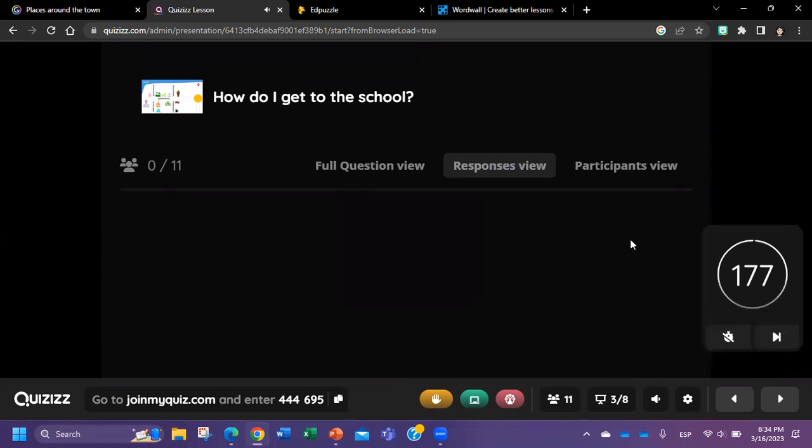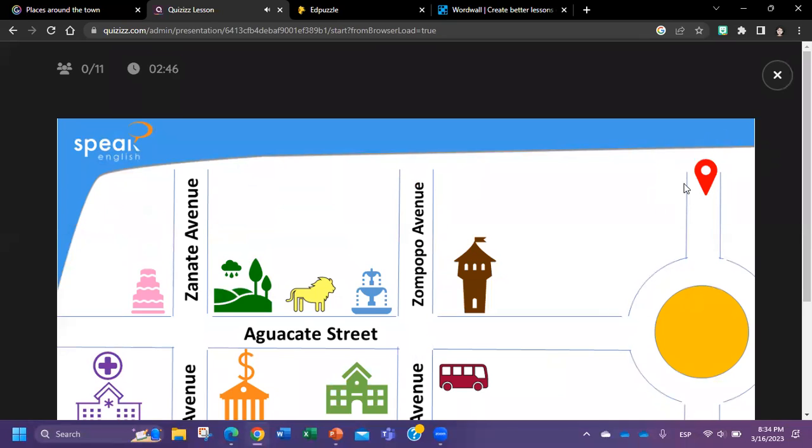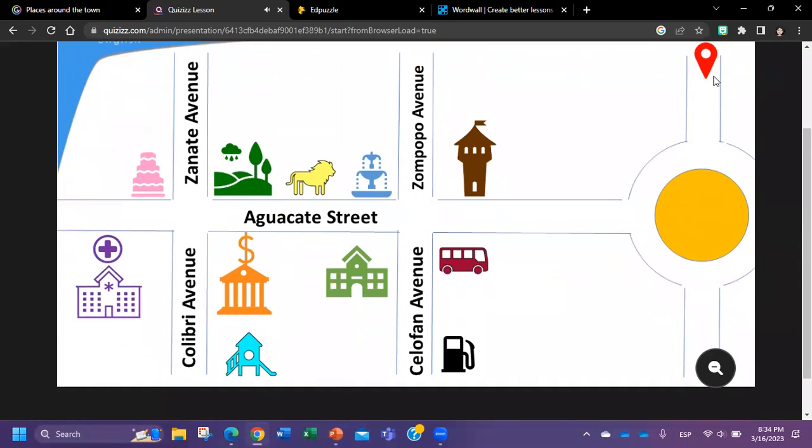How do I get to the school? Focus that now we are starting up, not down. So the information is going to change a little bit. As you can see, now we are above. How do I get from here to the school?